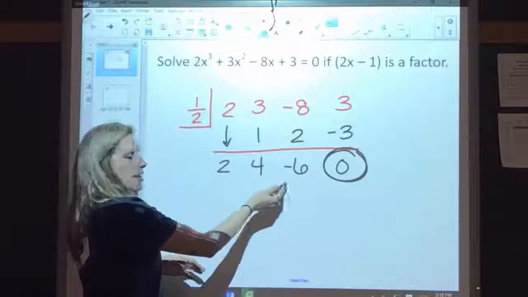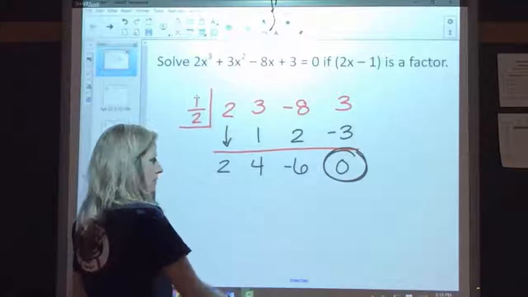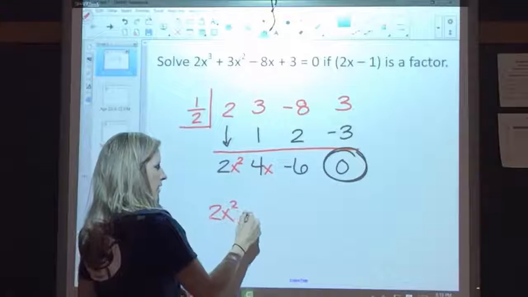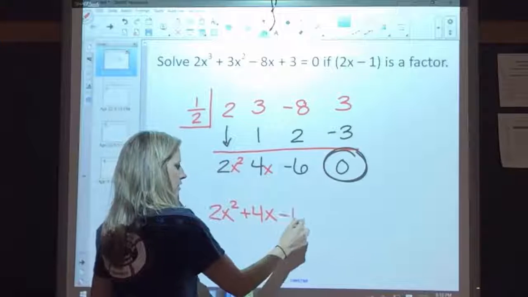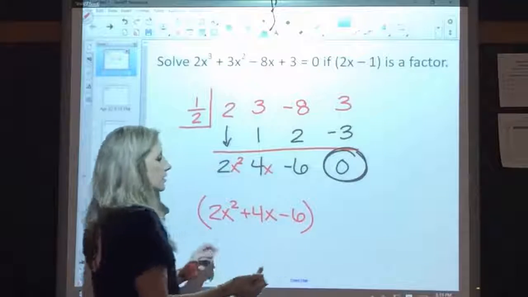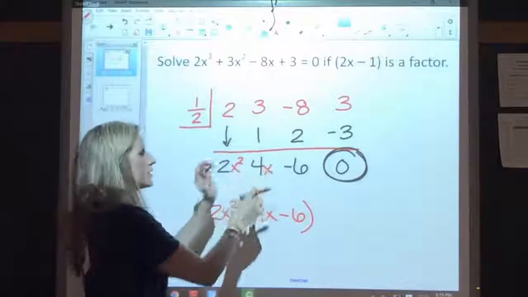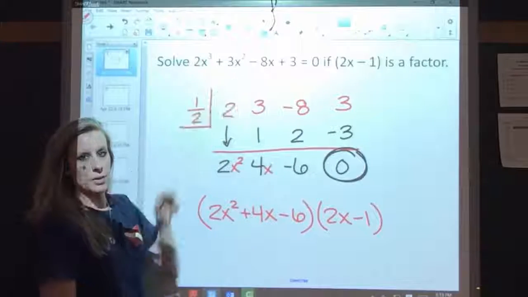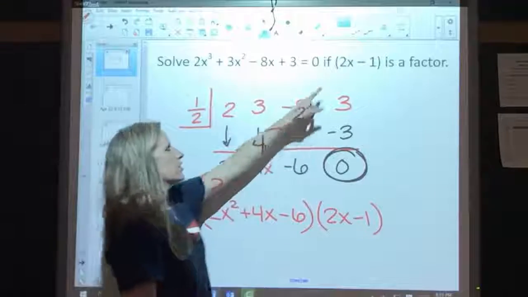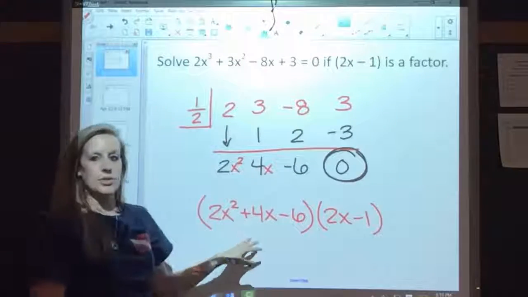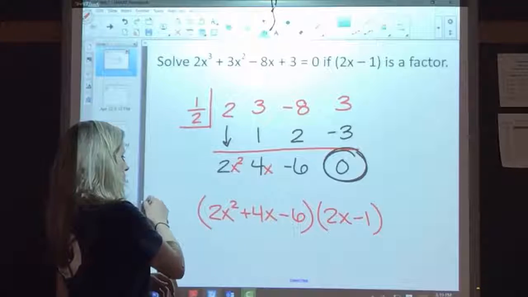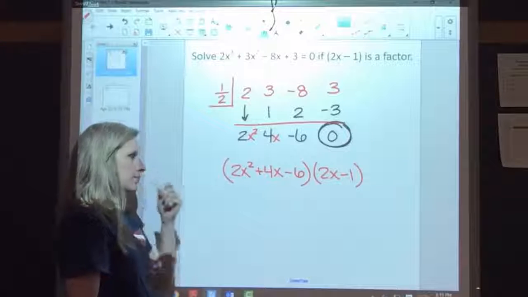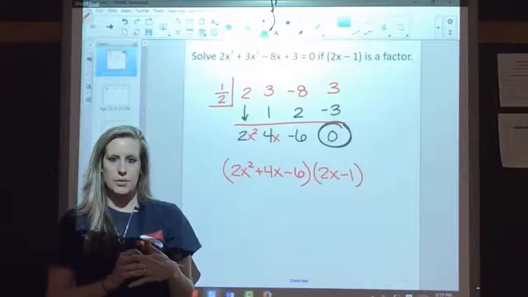So if I were to write this out, we would have an x here and an x squared with the 2. So 2x squared plus 4x minus 6. What this is saying is this times 2x minus 1 would give you this higher order polynomial. Because whenever we divided by this, we got this 2x squared plus 4x minus 6. From there, we can break down that first polynomial like we did yesterday where we factored.